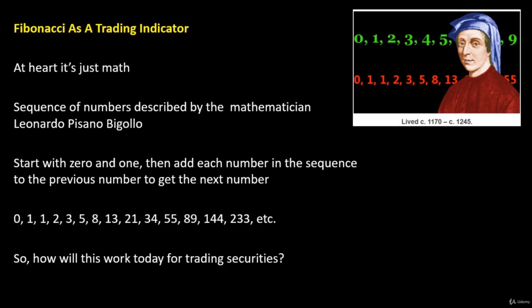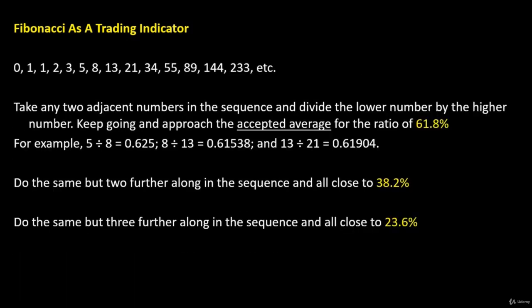But how does that work for trading securities? Okay, that's nice. Well, if you look at how it's applied in trading, again, you don't have to calculate this math, but it's good to understand the underlying why, because these numbers that you're going to see highlighted in the yellow are going to be important to us when we start actually using it in trading. But basically with Fibonacci, if you take any two adjacent numbers in the sequence and divide the lower number by the higher number, and you keep going, you'll approach the ratio of 61.8.